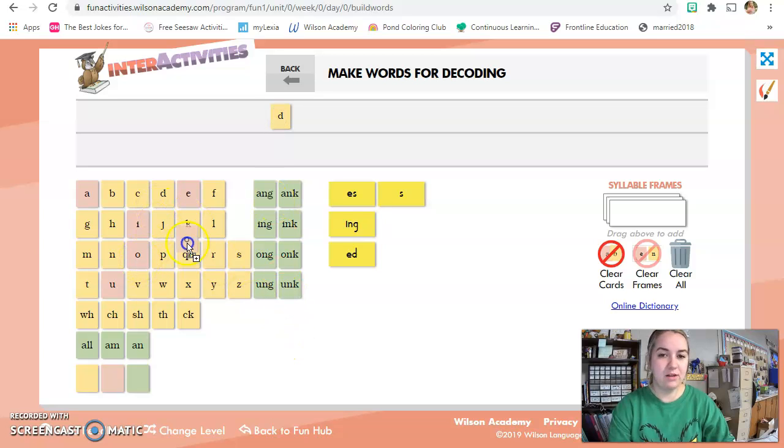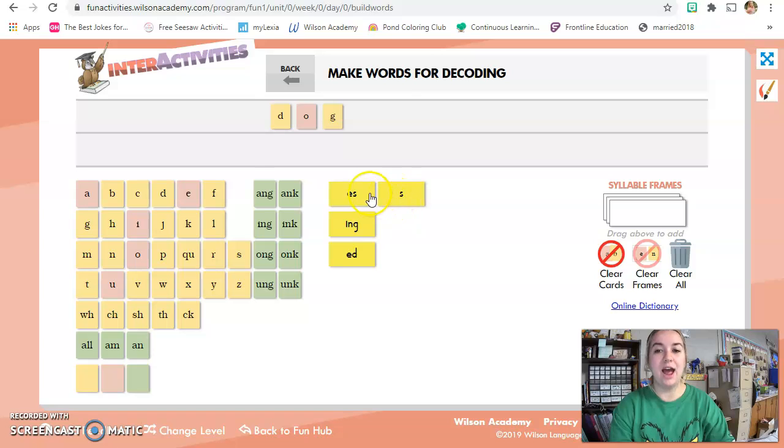That's my vowel, O. G is my consonant. So there's my base word, dog. But I told you, I have 3 dogs, so I need to add my suffix on. Those are these bright yellow frames all the way over here.